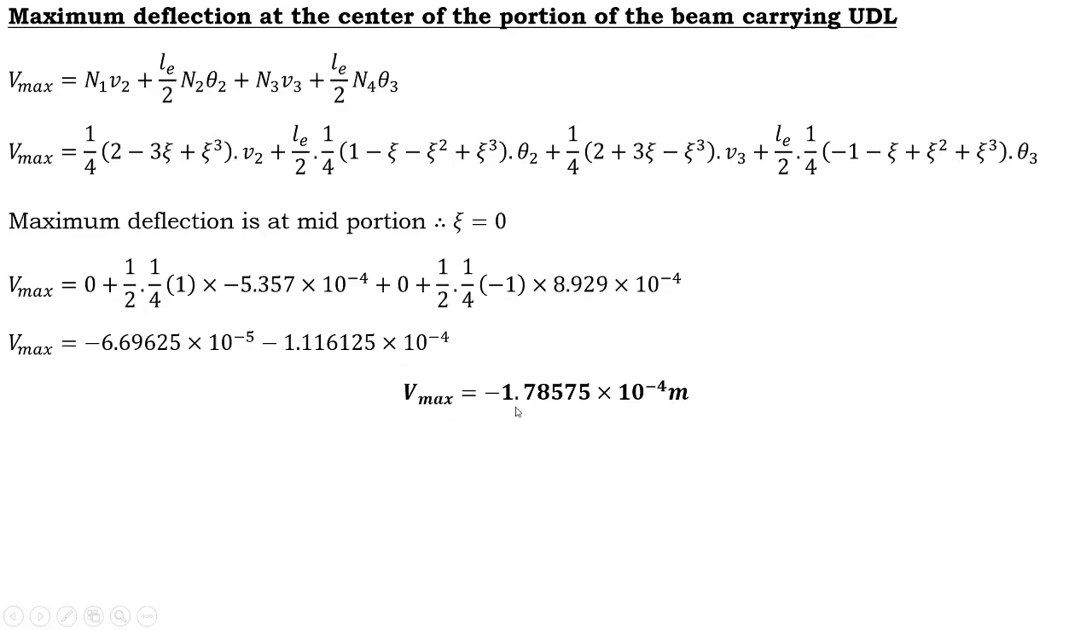So my Vmax is minus 1.78575 into 10 to the power of minus 4 meters, because all values are taken in terms of meters. Therefore my deflection will be in terms of meters.